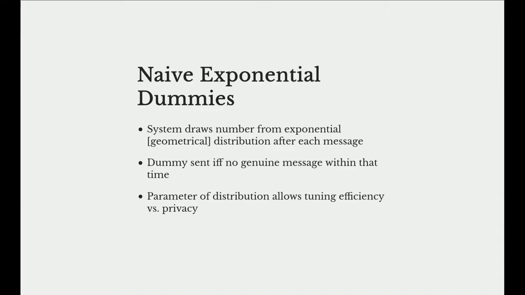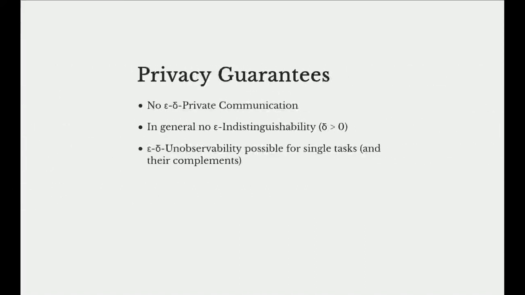The parameter of the exponential or geometrical distribution allows for tuning energy efficiency versus privacy. If we, for example, increase the average or the mean of the distribution, then fewer dummy messages are sent. So the time between two subsequent dummy messages increases, which improves the energy efficiency, but of course, as we'll see, decreases the privacy.